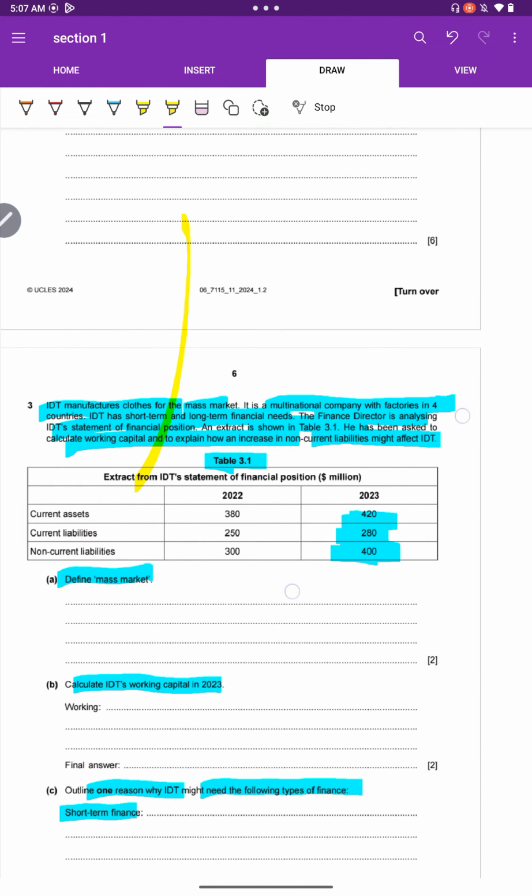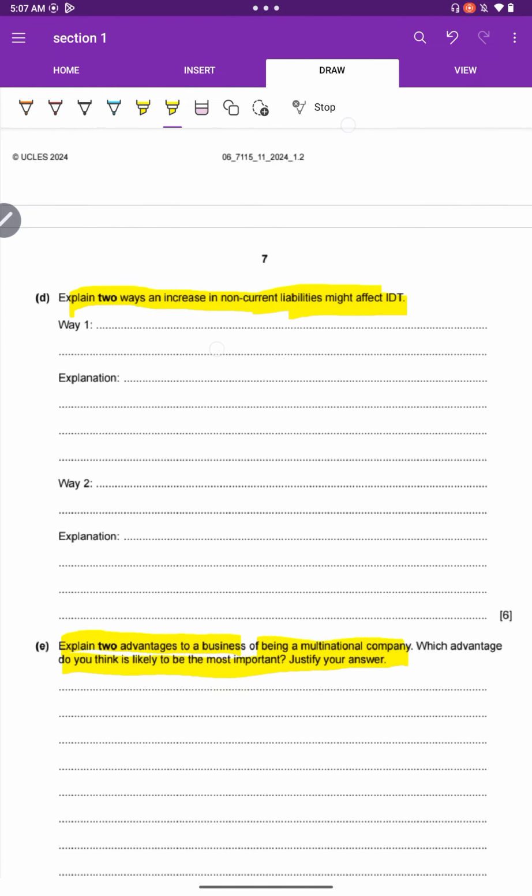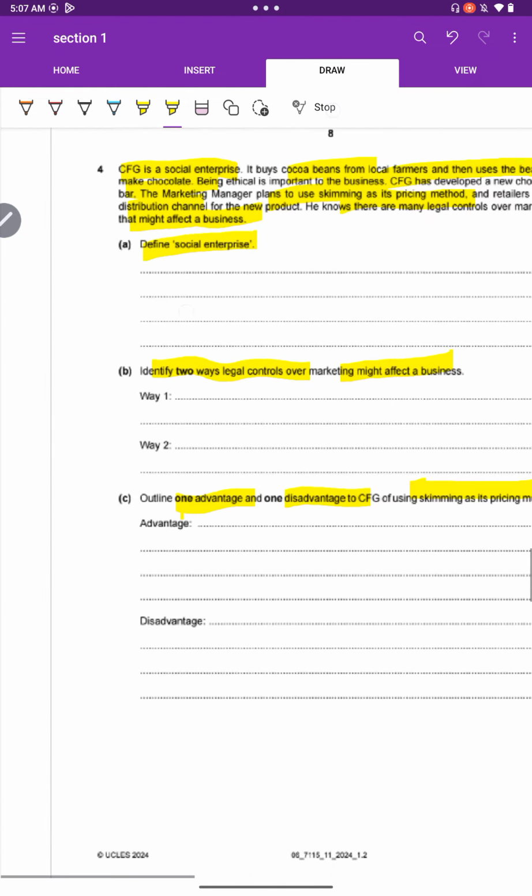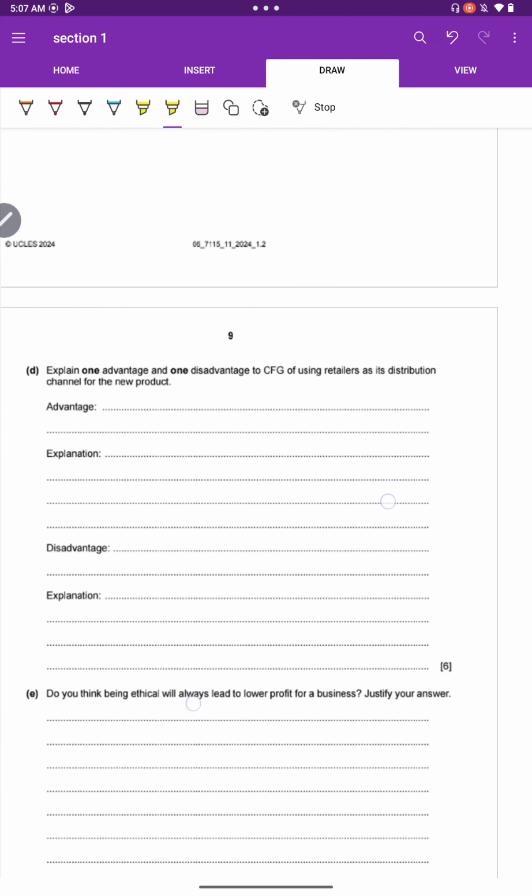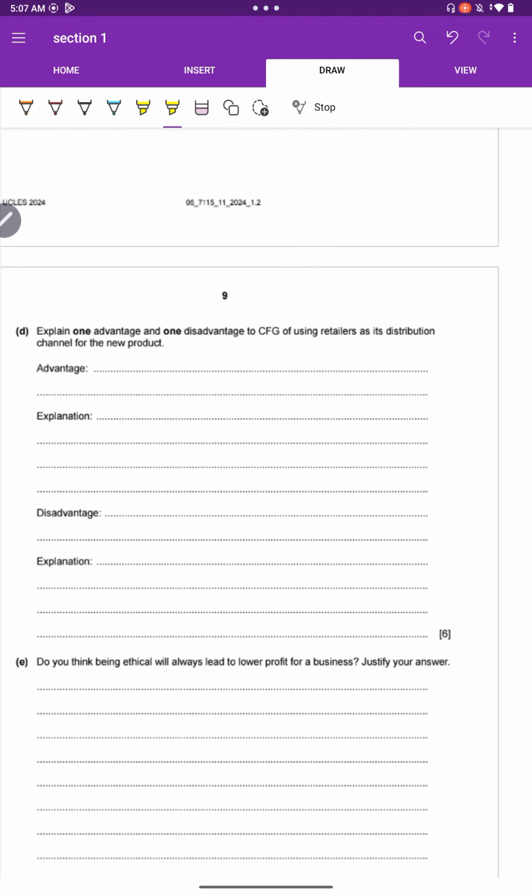So this is very easy. I don't think there is anything more to explain to you guys. Now let's see the D and E part.